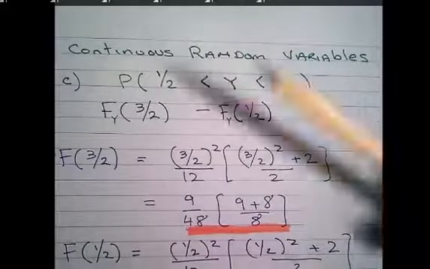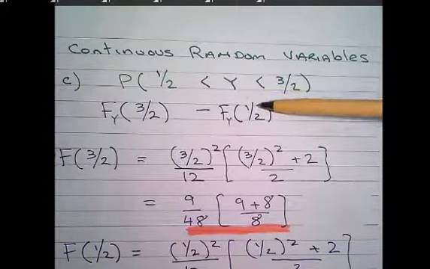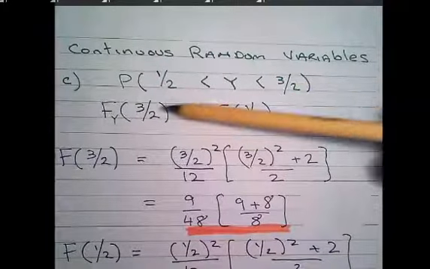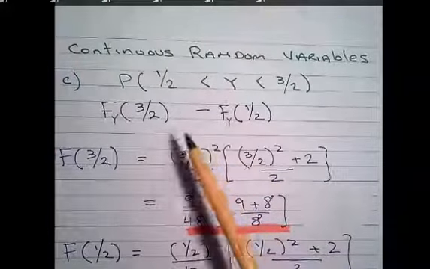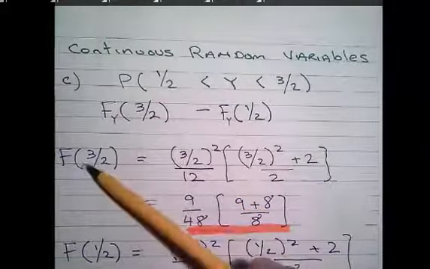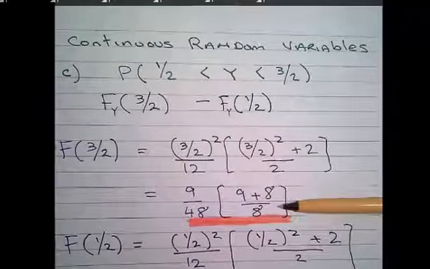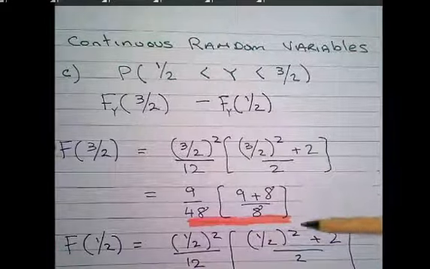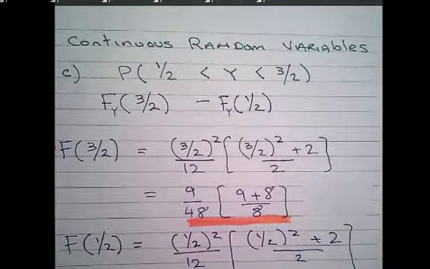Now, this is essentially an interval rule for computing the probability of an interval: the upper limit minus the lower limit, the difference between the two CDFs, okay? So we're going to use the formula that we've just used previously. We're going to evaluate F of 3 over 2. I could have evaluated it a little bit more, but I just decided to leave it as is, not go too far with it.